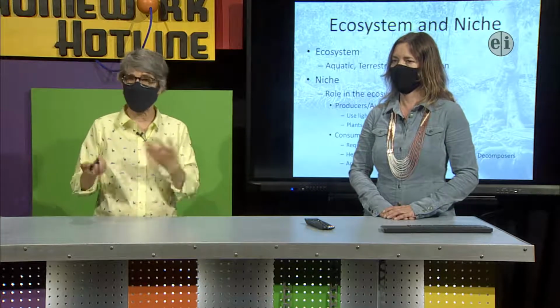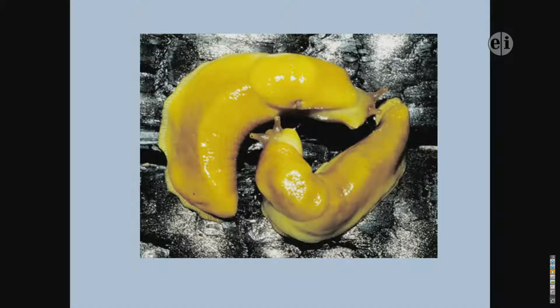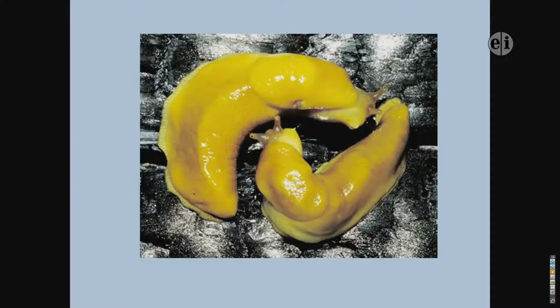All right, so with all that, here we go. Let's take a look at the organisms. Here's organism number 1, Jody. Okay, this one's easy. A snail. Just kidding. Yeah, it's the banana slug. Super famous.